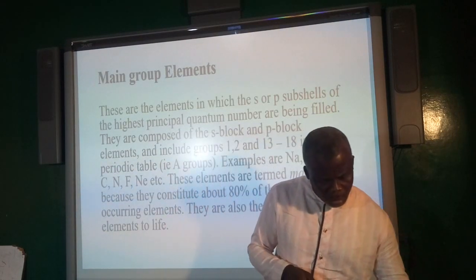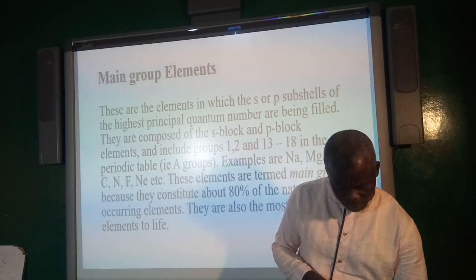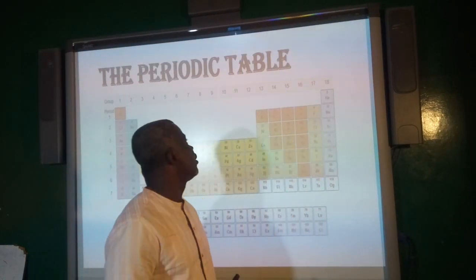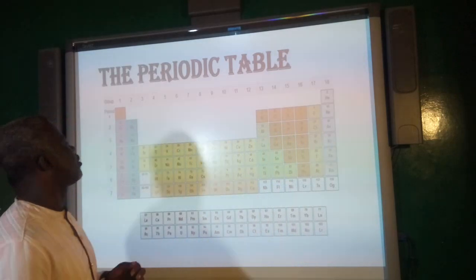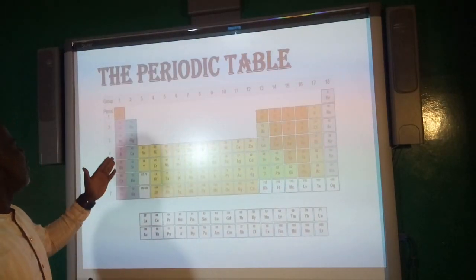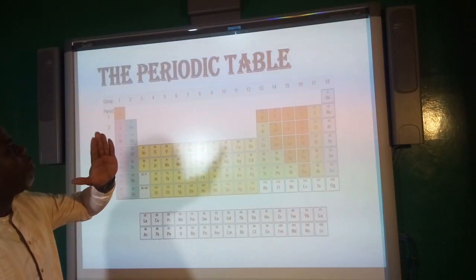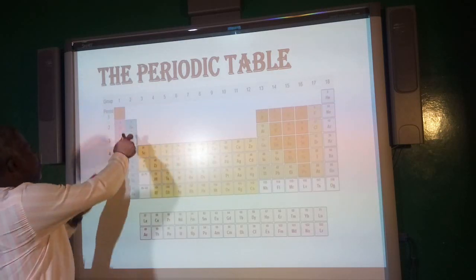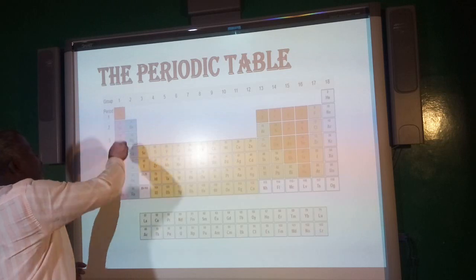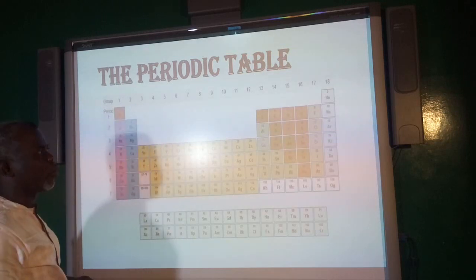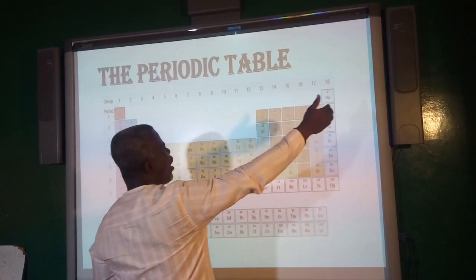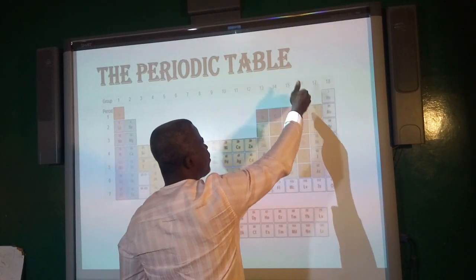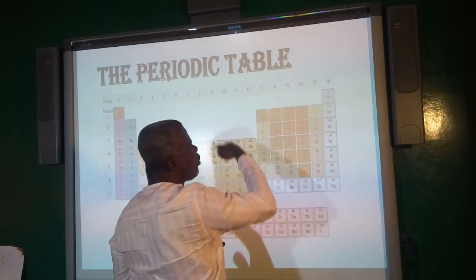Let me go to the periodic table chart to illustrate what I'm saying. This is the periodic table chart, and I've said that the main group elements are made up of the S block. This is the S block. We have the group 1 and the group 2. They form the S block. And to the right here, we have the group 13, 14, 15, 16, 17, 18. And this is the P block elements.